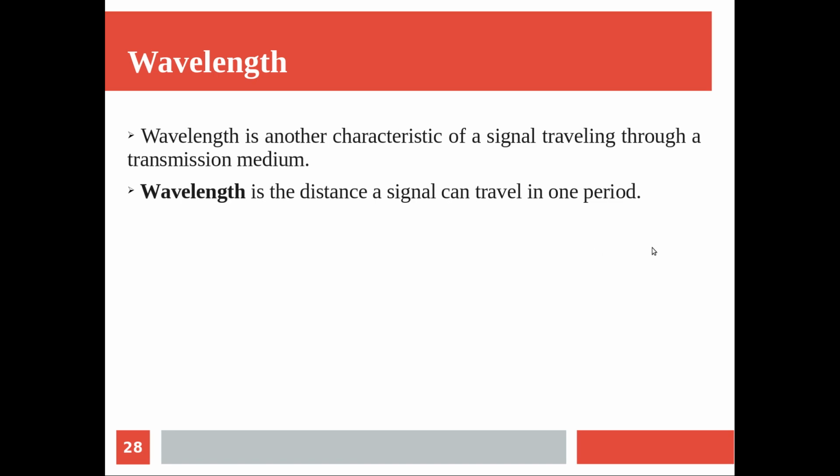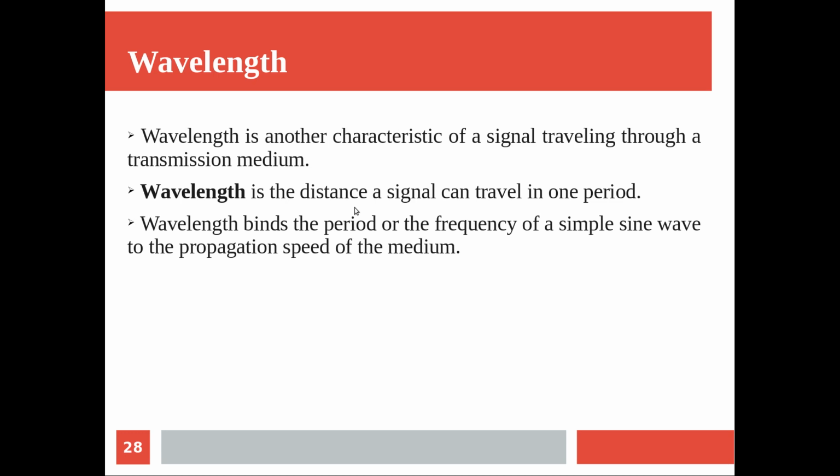And you know the time. Now to calculate the distance, what extra you need is the velocity, the speed at which the signal is traveling through the medium, and that again depends on the type of medium we are using. In vacuum the signal gets more speed compared to other mediums. So wavelength binds the period or the frequency, because period and frequency are inversely proportional to each other, of a simple sine wave to the propagation speed of the medium, because to get the distance we need the time, which is already there when we calculate the period.